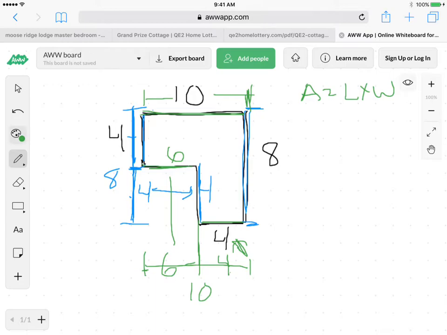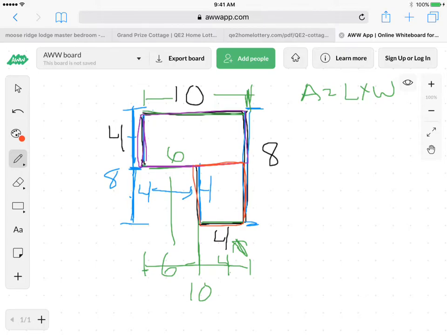So I'm going to change the color to purple, and I'm going to draw a line straight across here. So I'm going to have a top rectangle here, and then I'm going to change to red for a bottom rectangle here. So now we just figure out the area of each of these rectangles and add them together, and that will give the area of this whole shape.